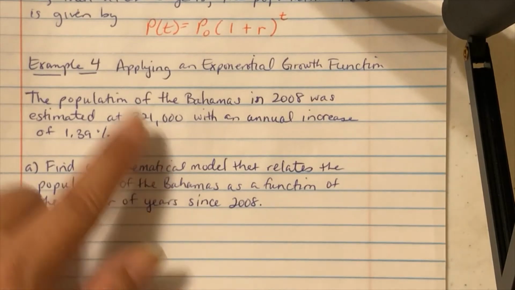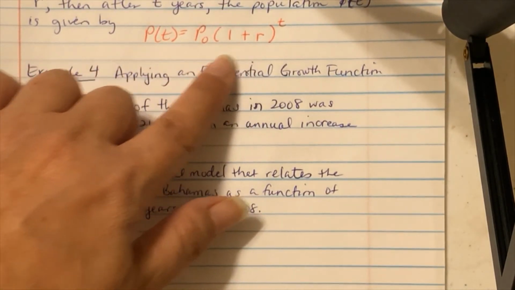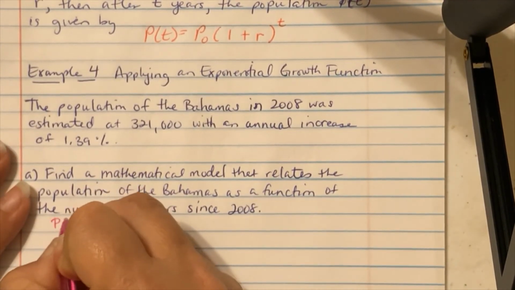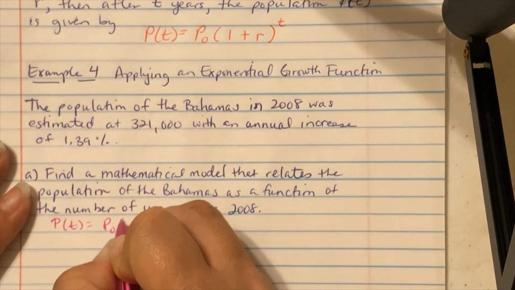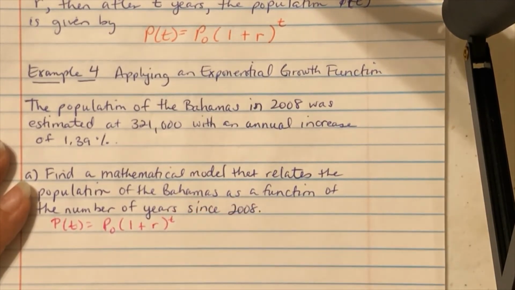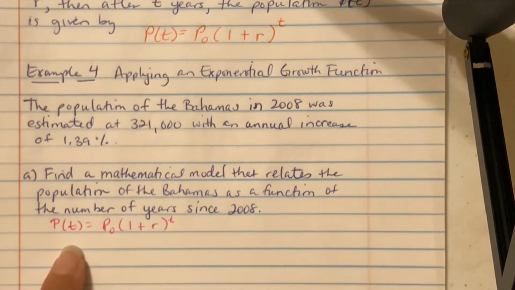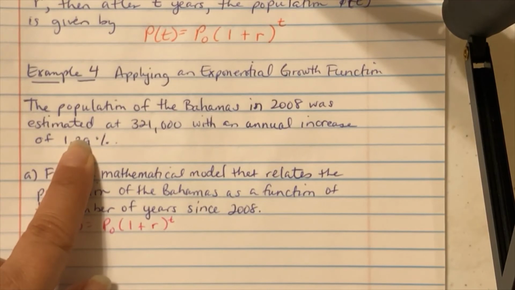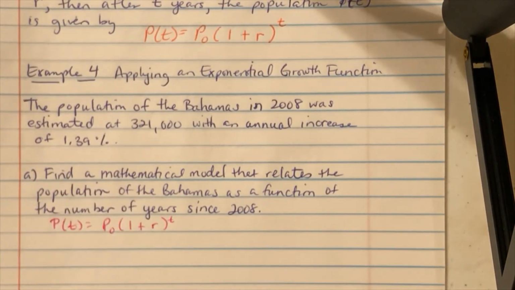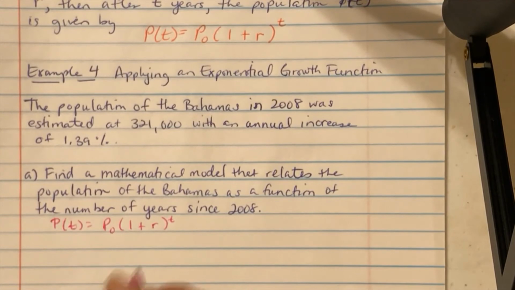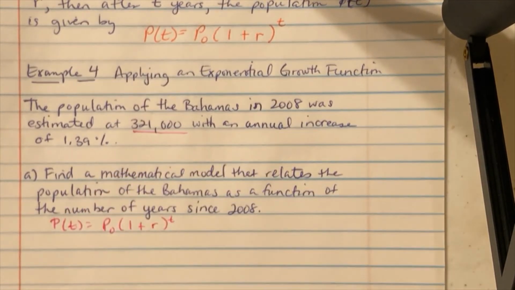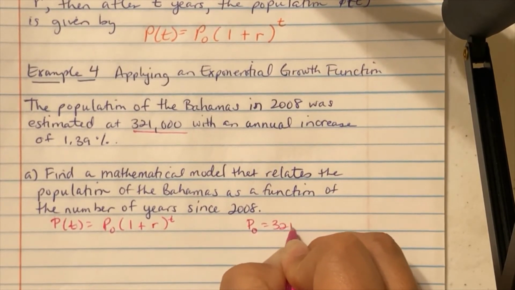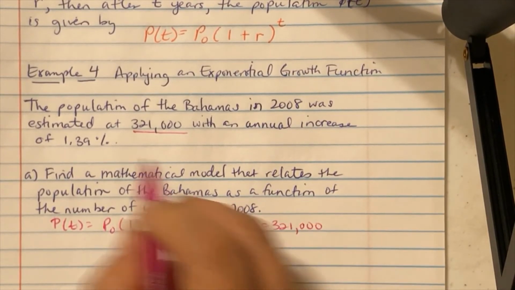So we kind of already have a base value of what our mathematical model is going to look like. I am going to use the equation that I wrote out here, our initial. So we know that our mathematical model, P of t, is P naught times 1 plus r raised to the t power. But that's only a generic formula. And this one is saying that the population in 2008 was estimated at 321,000 with an annual increase of 1.39%. So we need to identify specific things. 321,000 happens to be our P sub 0 or P naught. That is 321,000. Then they tell you our rate. It's an increase of 1.39%.